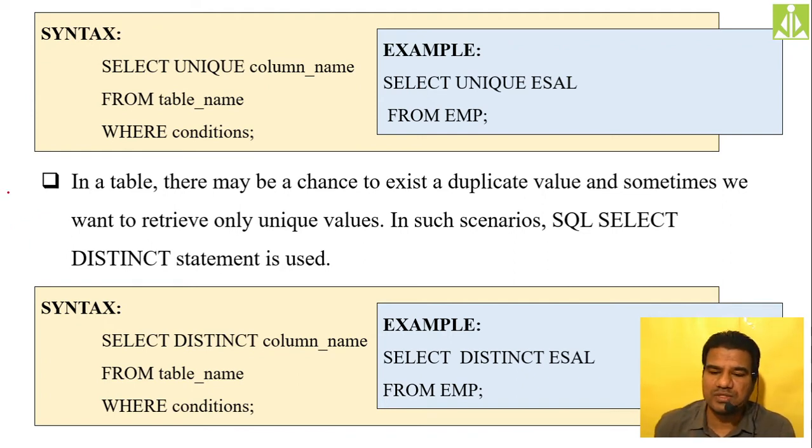So how can we use that one? First, you have to start with select unique and specify the column name. Which column name do you want uniquely? That you specify. Select unique column name from table name. From whatever table you want to retrieve those rows, simply specify that table name.